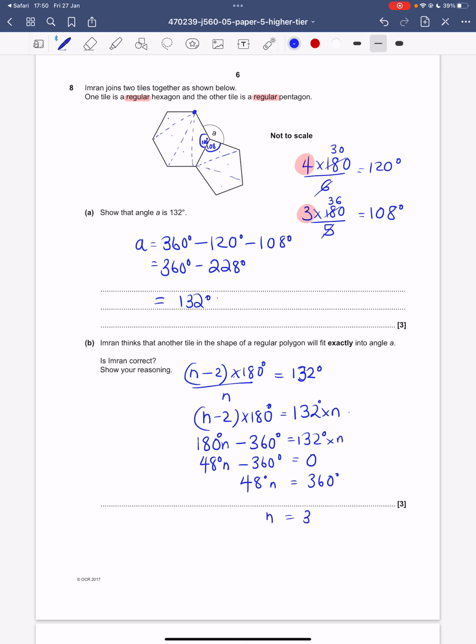So n is 360 divided by 48, and this is not a whole number. So Imran is not correct. It's got to be a whole number for an exact number of sides. Imran is not correct.